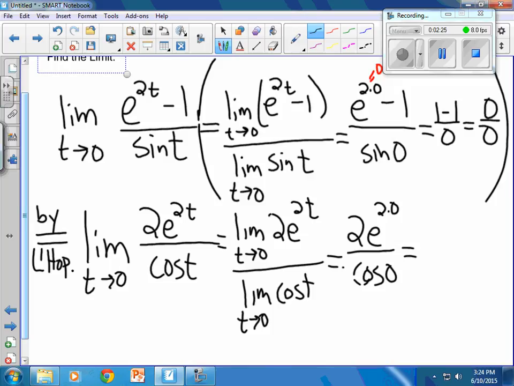E to the 0 is 1. 1 times 2 is 2. The cosine of 0 is 1. So we actually find out that our limit is equal to 2, and we've used L'Hopital's rule to get there.